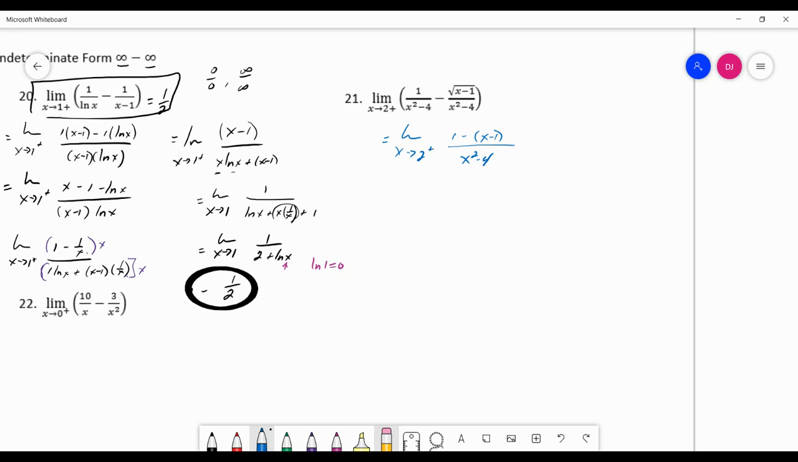Now, as x approaches 2, you're going to see that you'll get 0 over 0, so I can use L'Hopital's rule. The derivative on top, the derivative of 1 is 0, the derivative of negative x is negative 1, the derivative of 1 is 0, and down here we have 2x. So notice that as x is approaching 2, right, what are we going to get? We're simply going to get negative 1 over 2 times 2, which is negative 1/4. So this limit is negative 1/4.